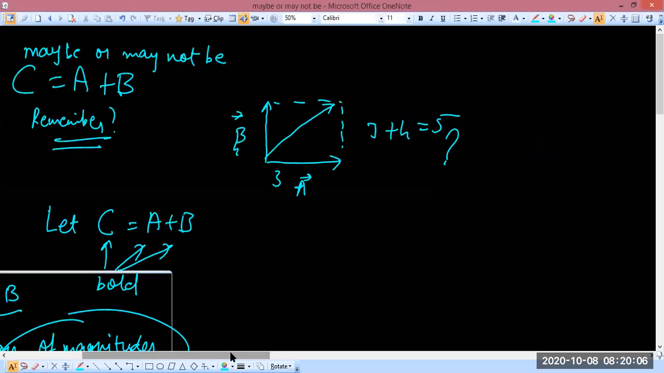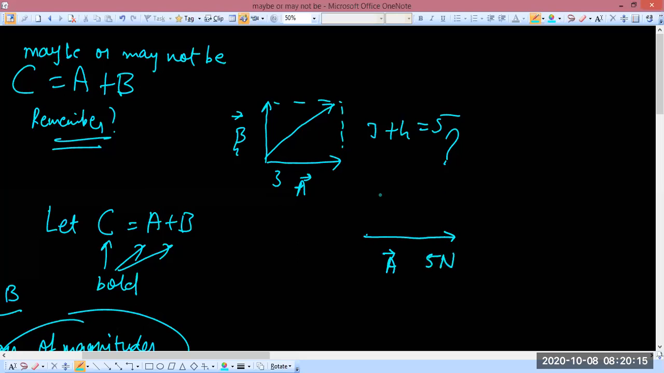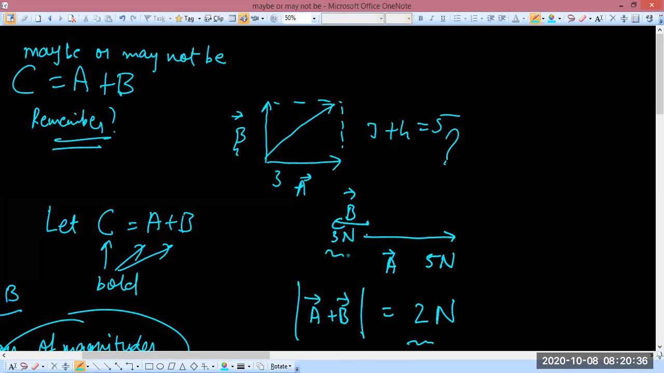How? Have a look at this. Suppose a vector was like this. I just did that question. Suppose a vector has magnitude, let's say 5 Newton, and b vector is opposite with magnitude 3 Newton. So what will be the addition of these two? A vector plus b vector, its magnitude will be only 2 Newton. Clear? So do you realize that this 2 Newton is less than 3 Newton and 2 Newton is also less than 5 Newton?